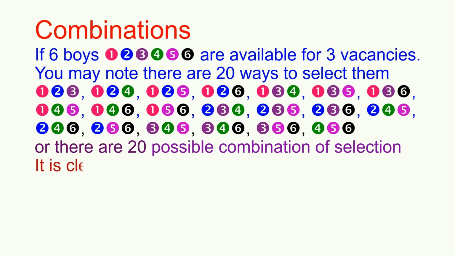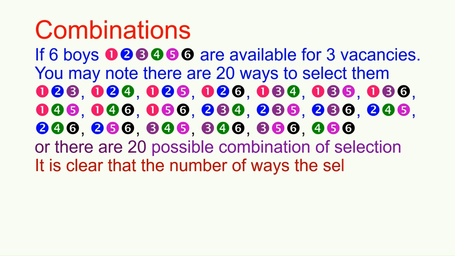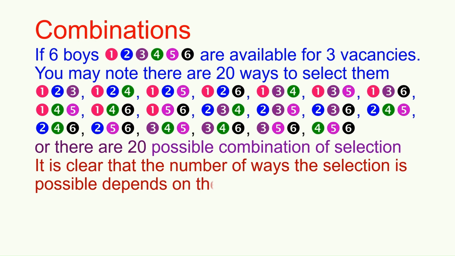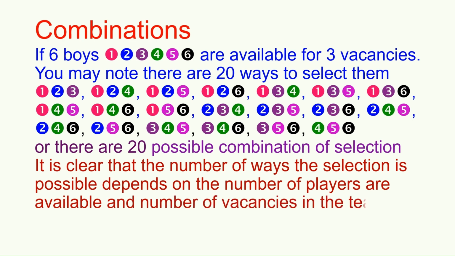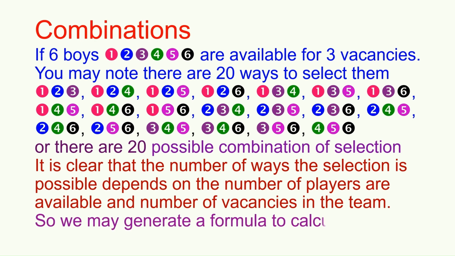Or there are 20 possible combinations of selection. It is clear that the number of ways the selection is possible depends on the number of players available and the number of vacancies in the team. So, we may generate a formula to calculate it.